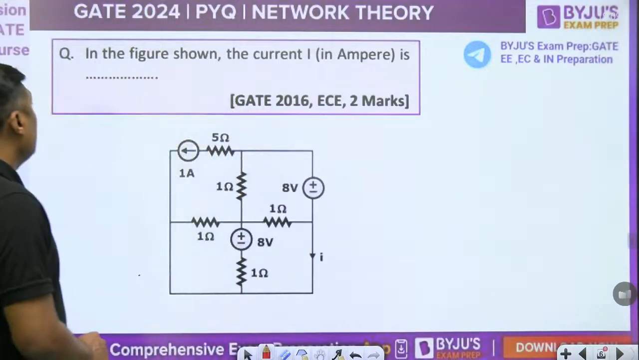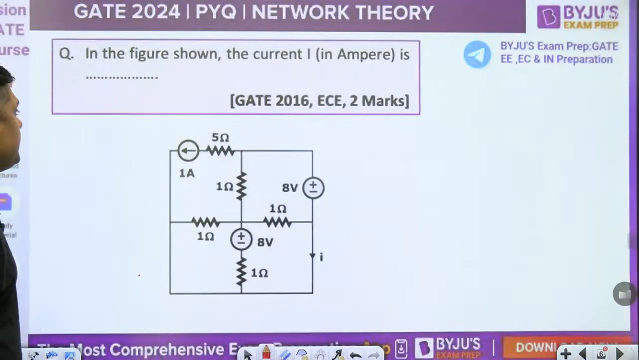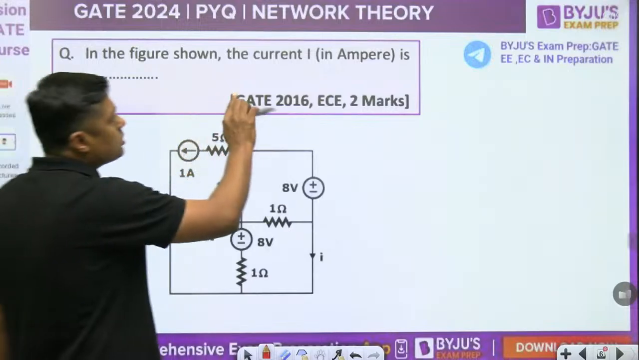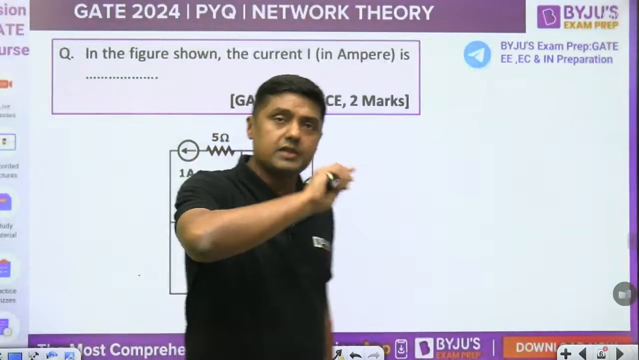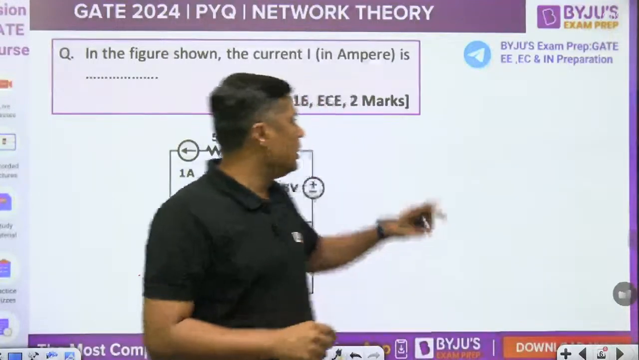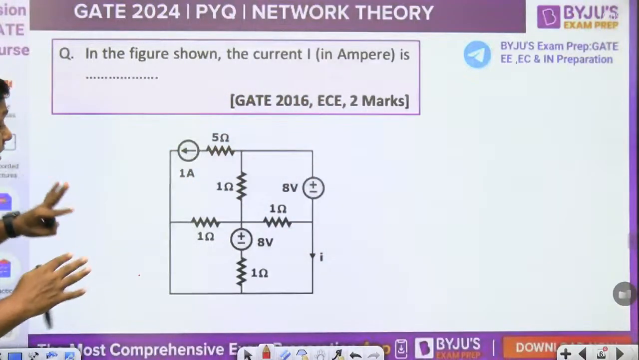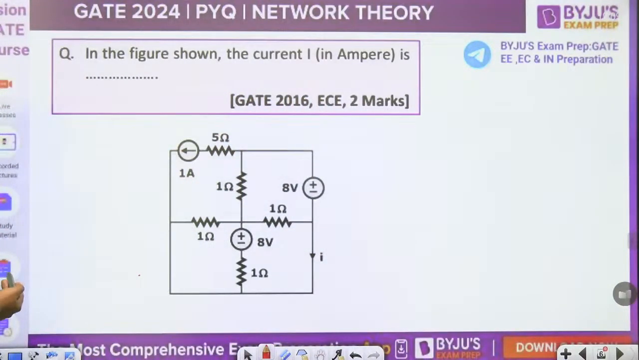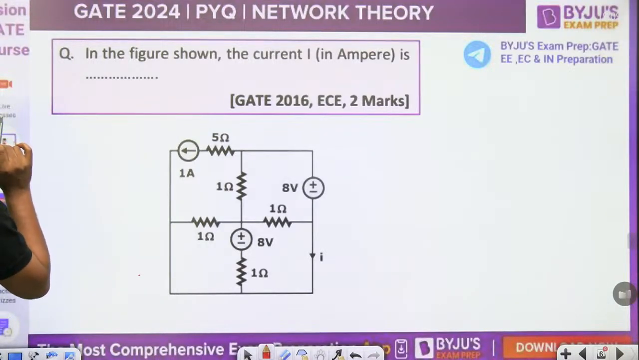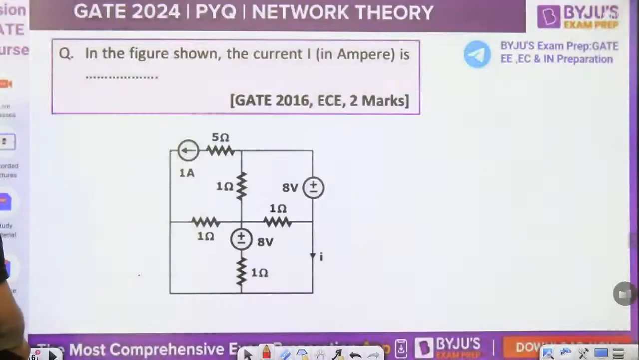Okay then. In the figure shown, the current Ies, that is in 2016, that was the paper conducted by IISc Bangalore, and this is a 2-mark question in 2016. Again, this is a very simple question, but what is the answer for this one? Last time I gave you the homework for this particular question. Tell me what is the answer.